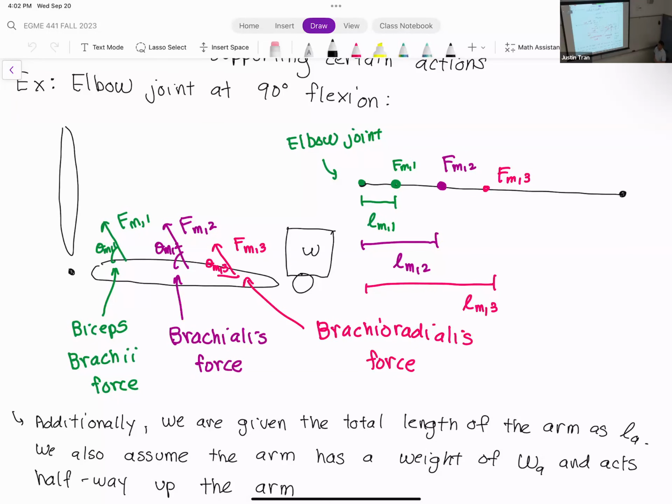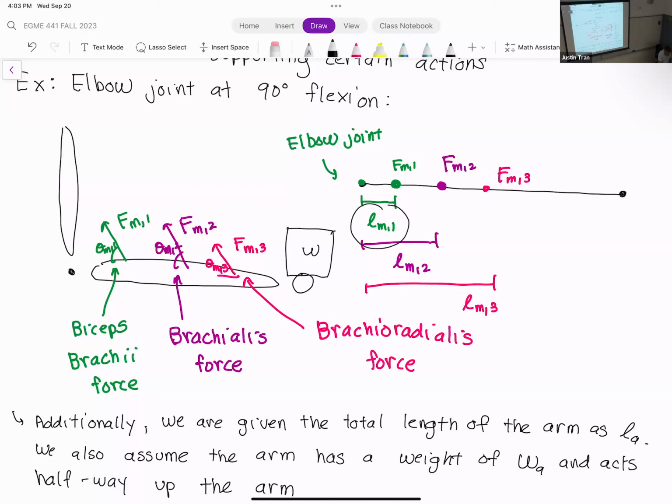Each of the muscles has its own magnitude, FM1, FM2, FM3, all of which we are going to solve for in this problem. All 3 muscles have their attachment angles given as well: theta M1, theta M2, theta M3. We're going to assume that all the geometric properties are known, including the angles theta M1, theta M2, theta M3, as well as their attachment distances.